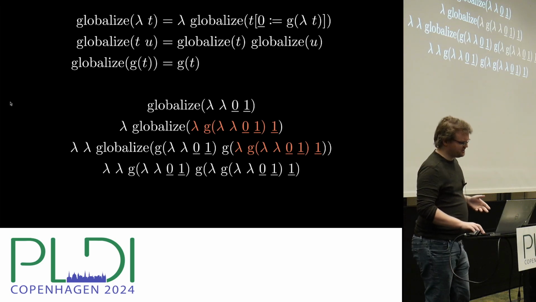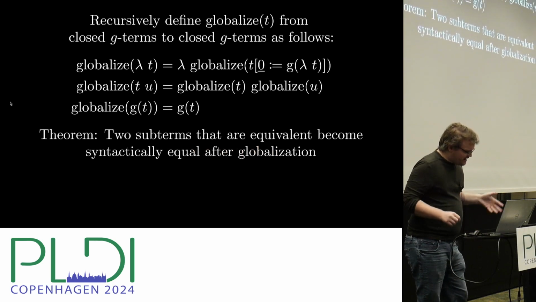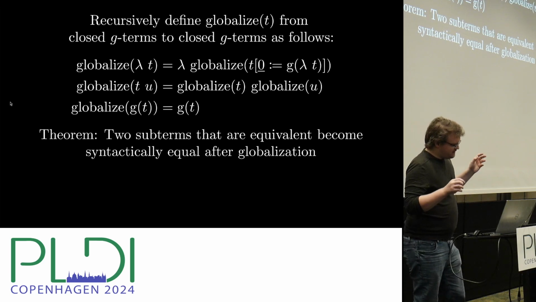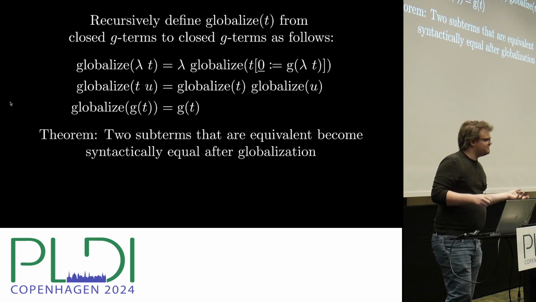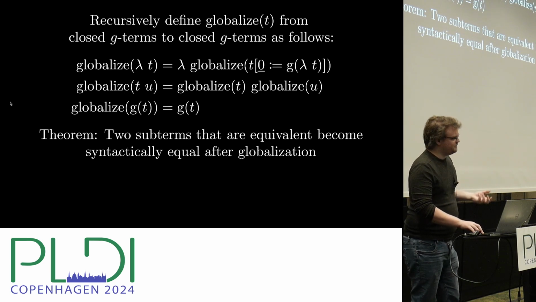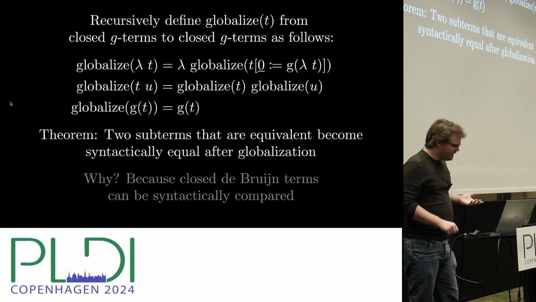So that's how globalization works. And now the claim, the theorem, is that after globalization, any two subterms that are alpha equivalent, context-sensitively alpha equivalent, are now syntactically equal. And you might ask why?